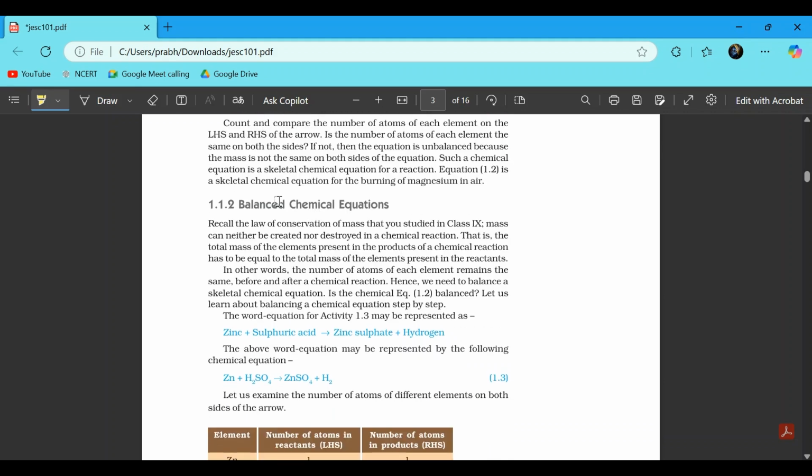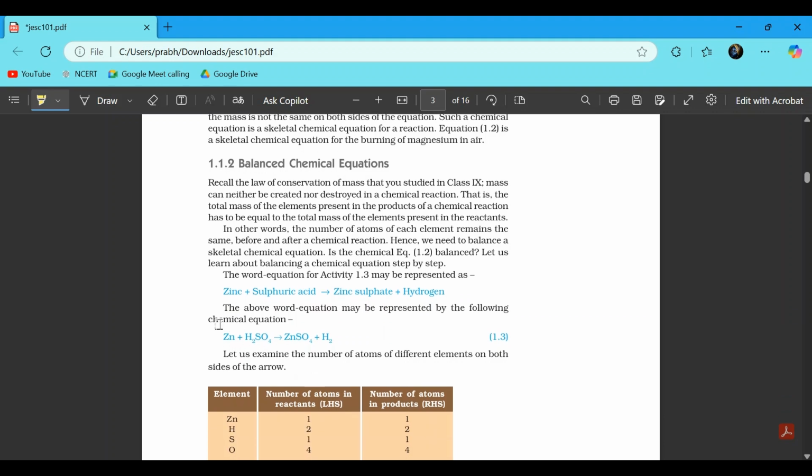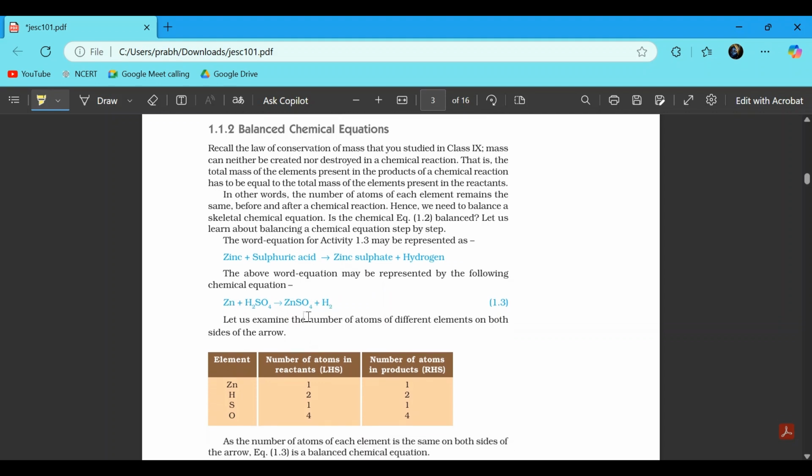So next, we have learned that zinc and H2SO4 react. Zinc plus H2SO4 gives zinc sulfate and hydrogen. What happens? Zinc replaces hydrogen because zinc is more reactive than hydrogen, so hydrogen goes out, and zinc associates with sulfur and oxygen and makes zinc sulfate. So Zn plus H2SO4 reacts and gives ZnSO4 plus H2.